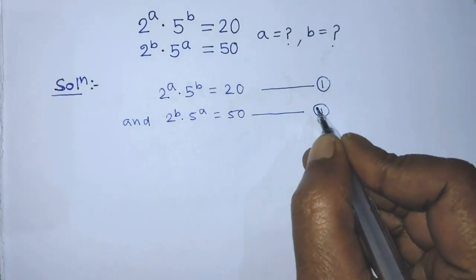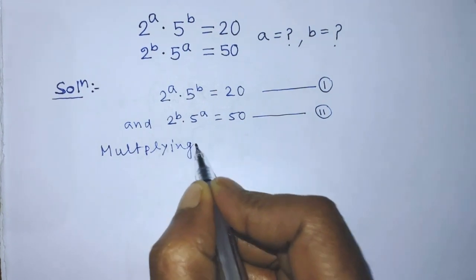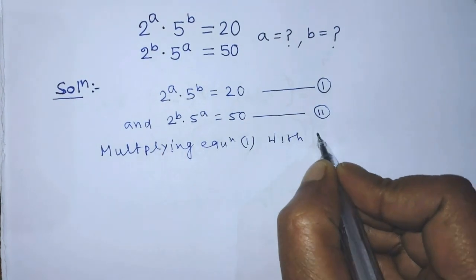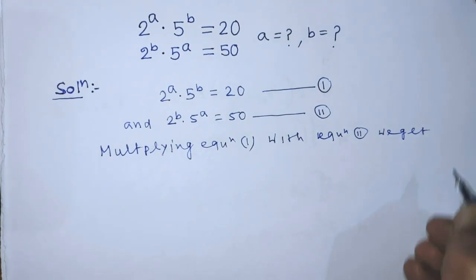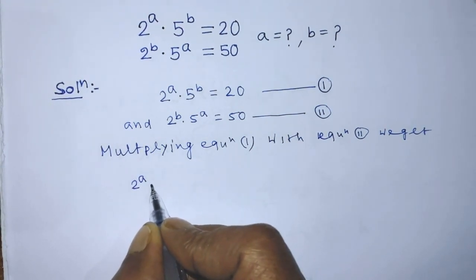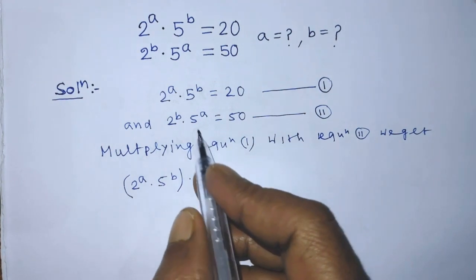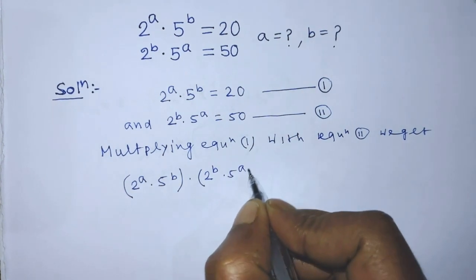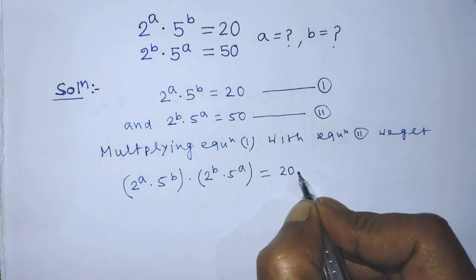So student, multiplying equation 1 with equation 2 we get, now we can write in here 2^a times 5^b times, left hand side into left hand side, 2^b times 5^a is equal to right hand side into right hand side. That means 20 times 50.